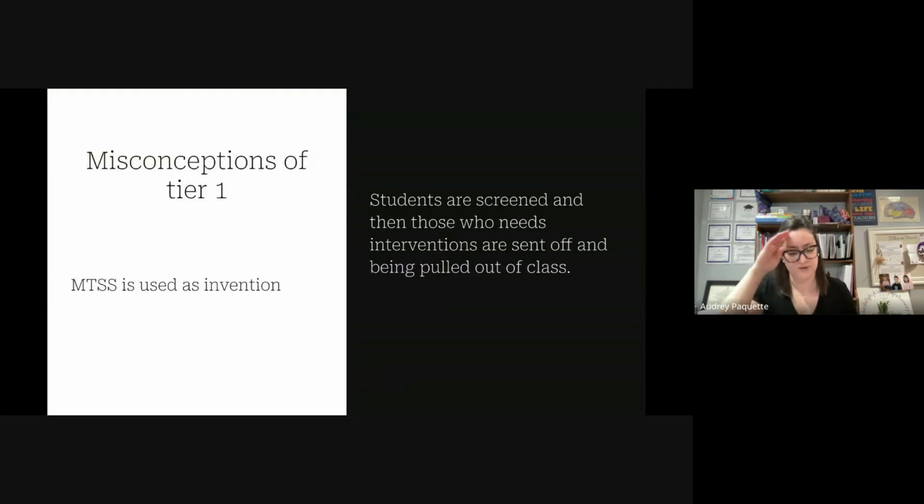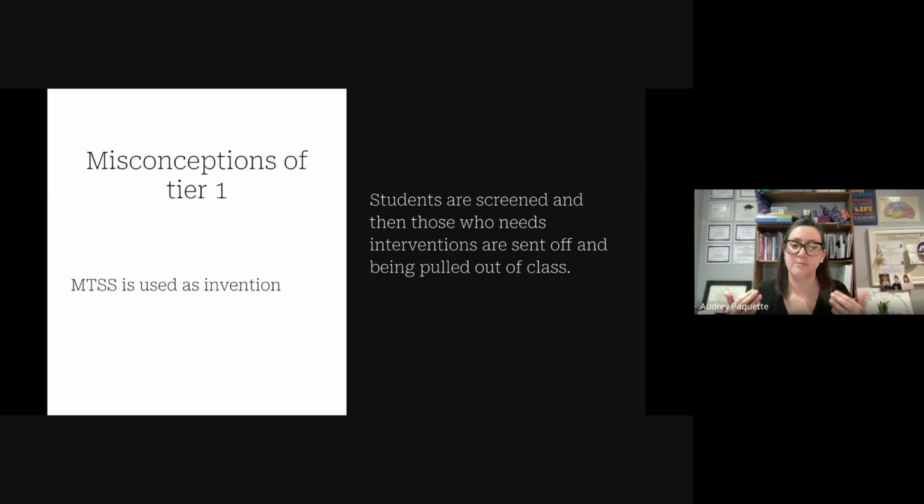Misconception number 1 for Tier 1: MTSS is used as intervention. I see this all the time. Students are screened with a universal screener, and then those who need intervention are sent off and pulled out of class. Why is this a misconception? Because there's a missed opportunity here: using class time, your teaching time, as the number 1 opportunity to support our students with the instruction the first time we teach them.